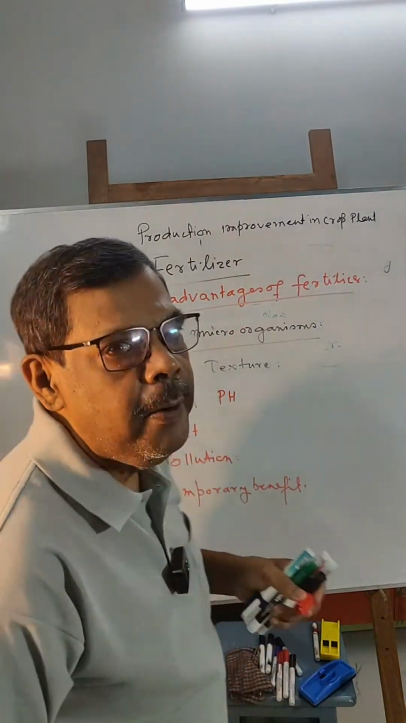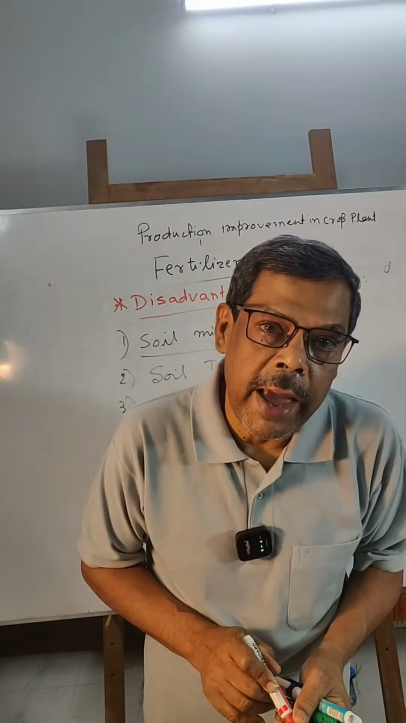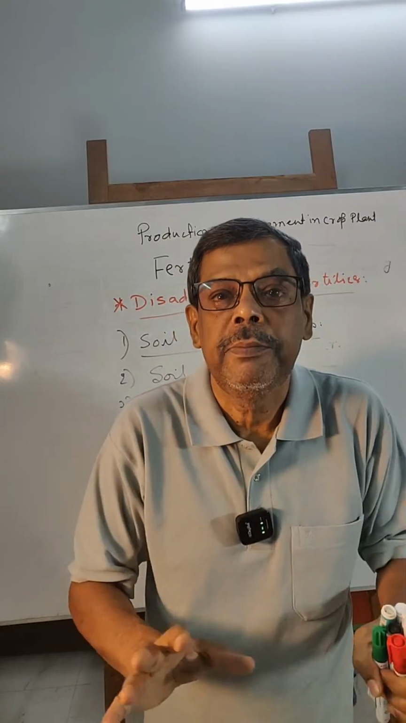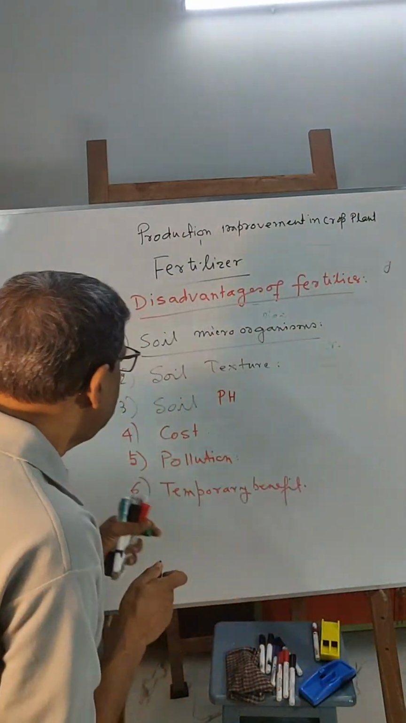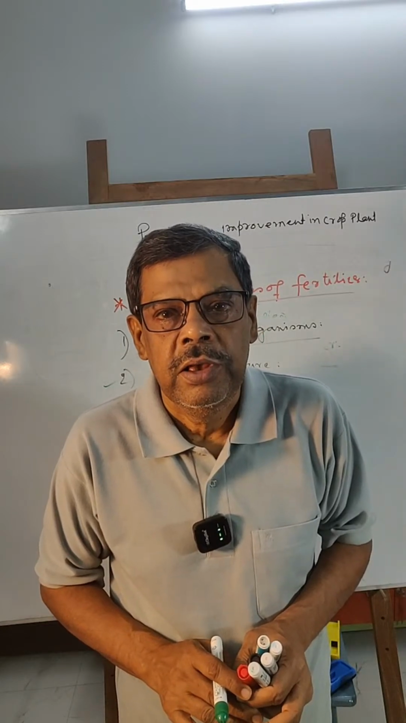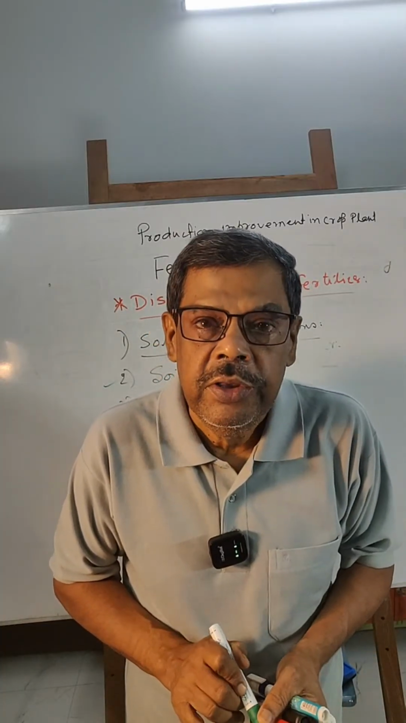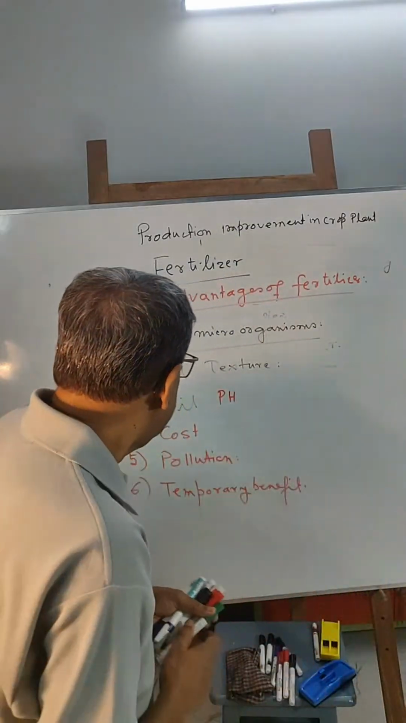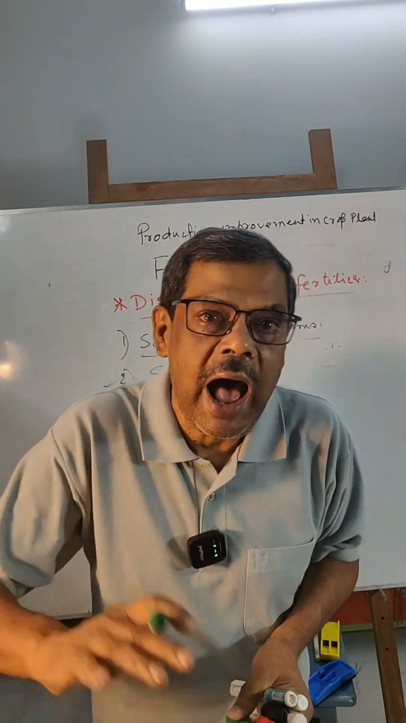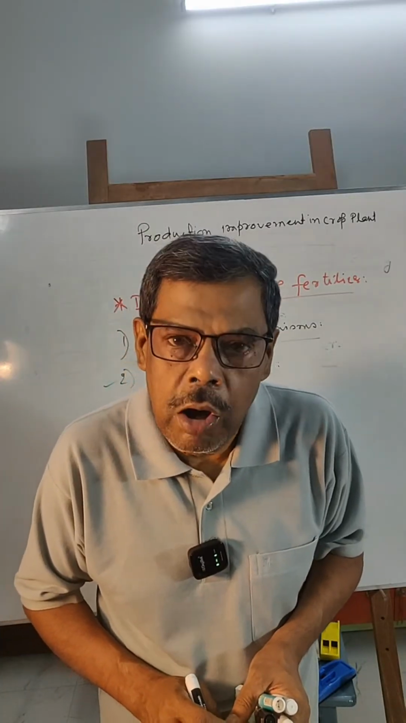First of all, soil microorganisms. Fertilizers have an adverse effect on soil microorganisms. They can sometimes be destroyed by applying fertilizer. Number 2, soil texture. The proper texture of soil is crumbly, aerated and hydrated. This texture may be changed by applying fertilizer. Next, soil pH may be changed by applying fertilizer, so other nutrients which are very important for the crop may not be absorbed.